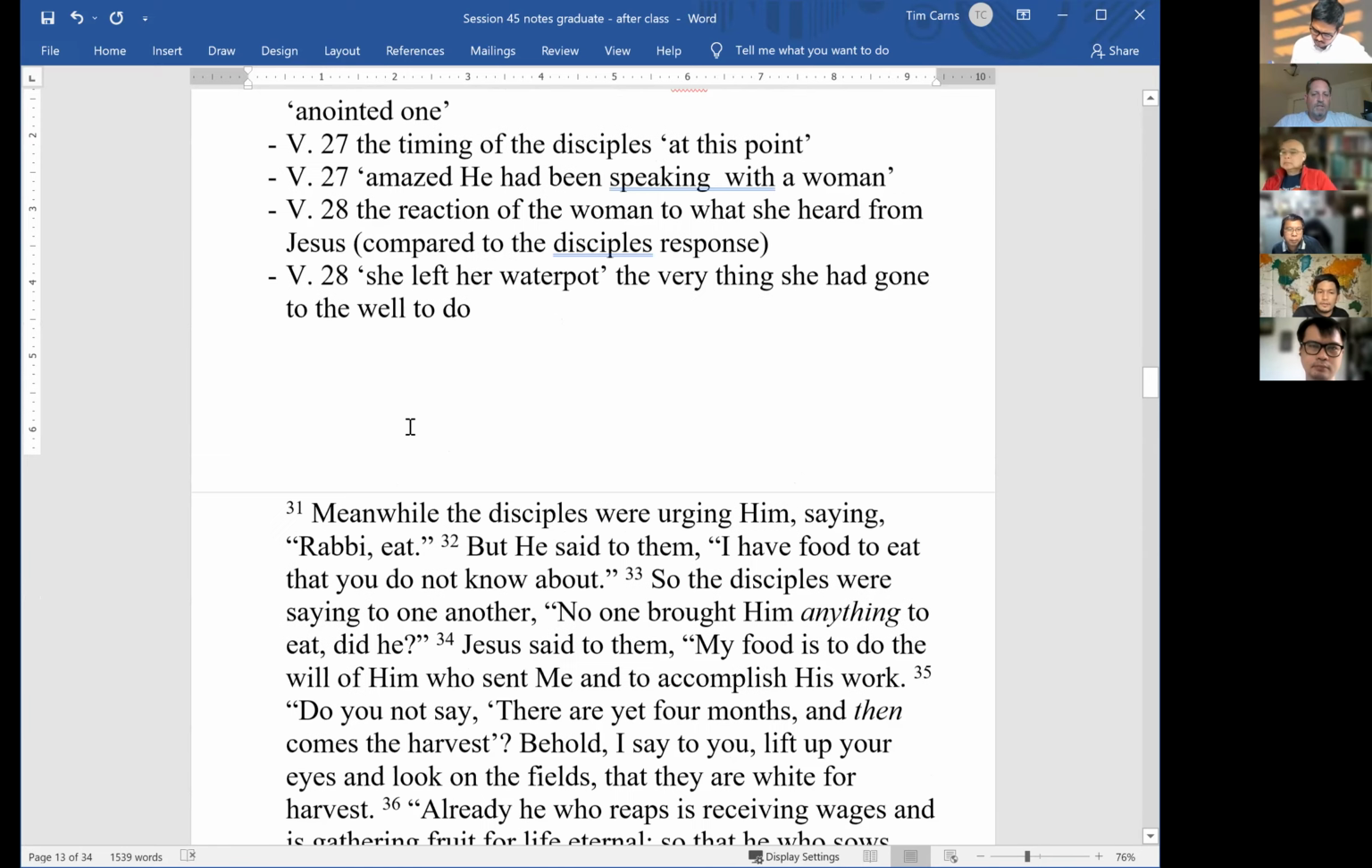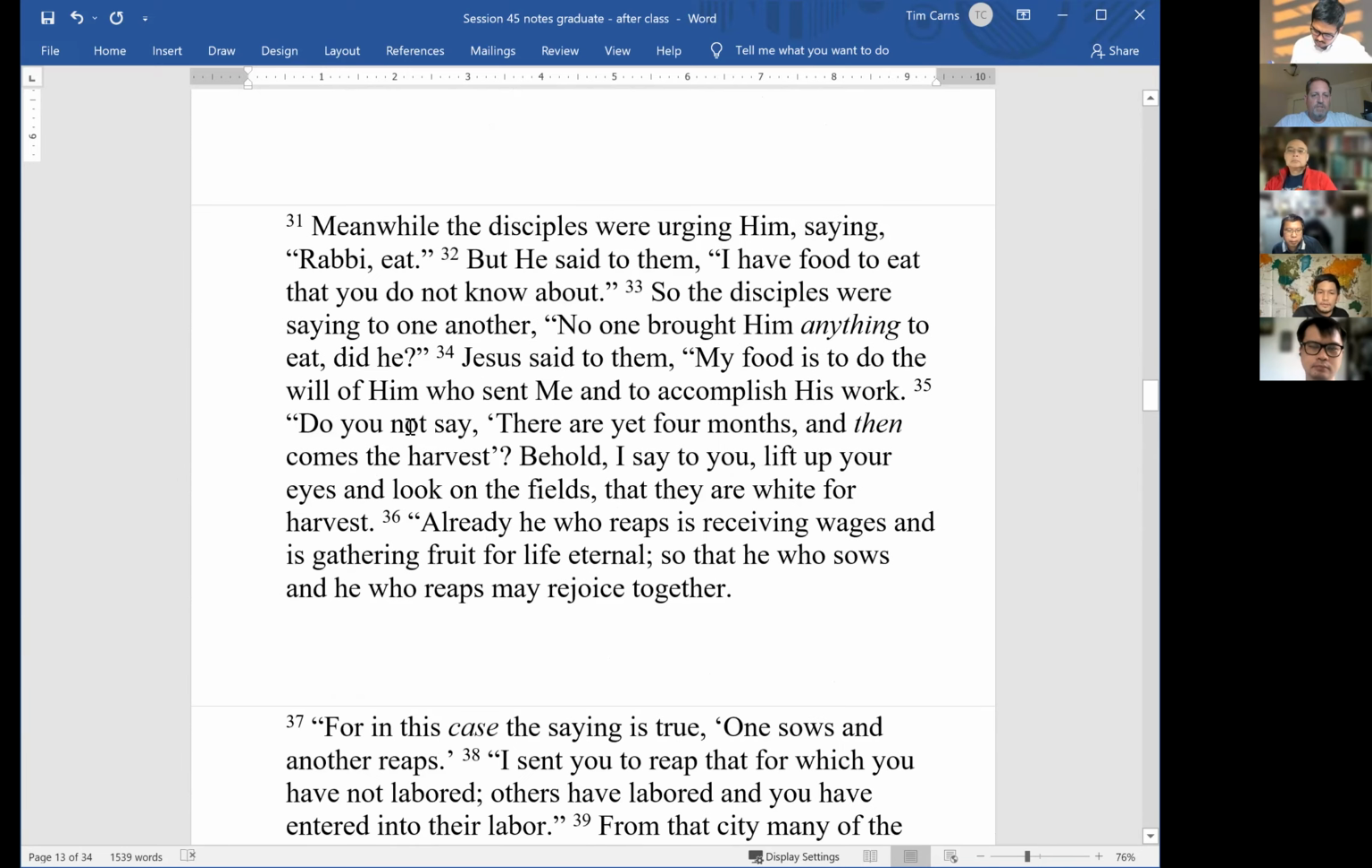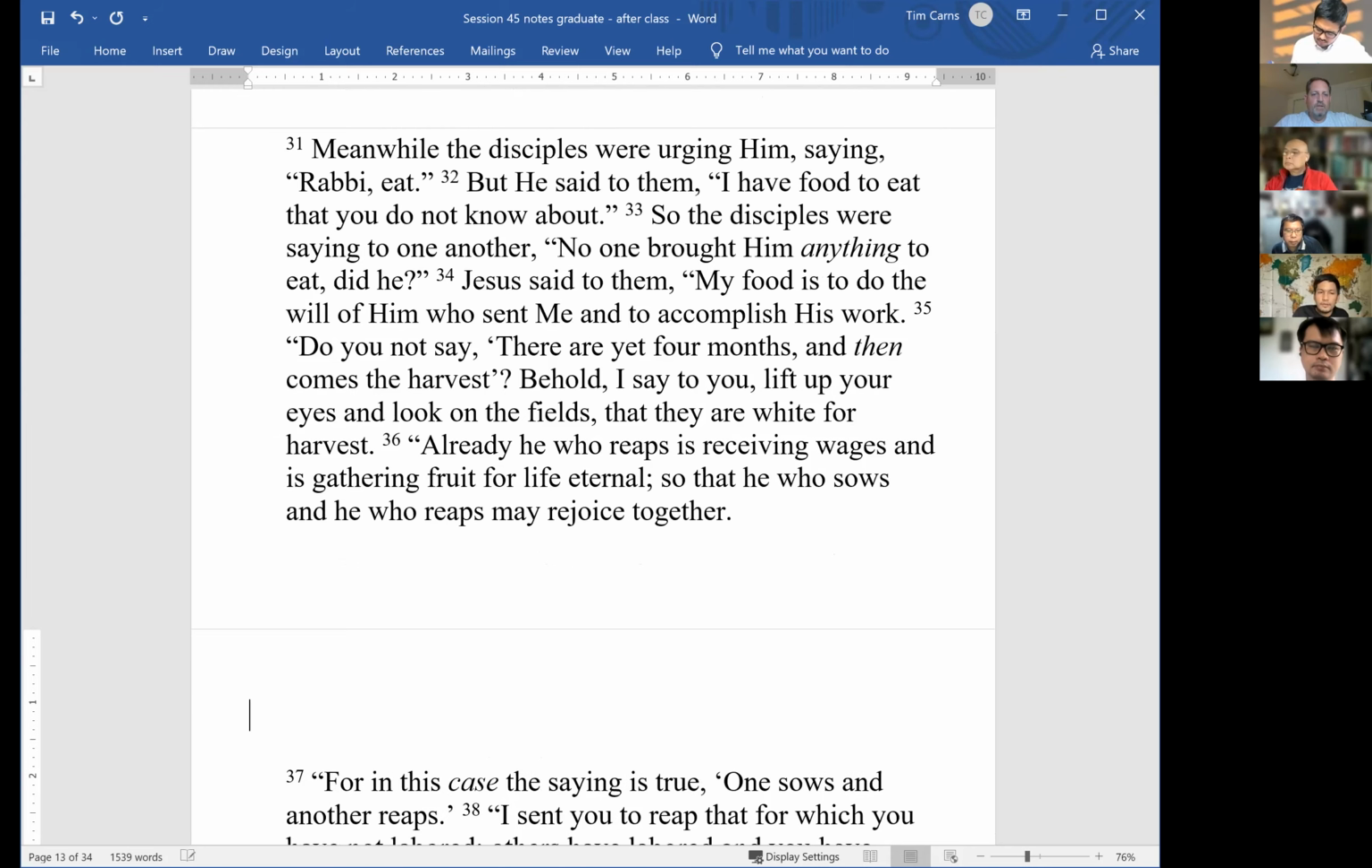Let's go to the next section that was read. Atong, did you read this one? Who read, or Harris? I forgot who read this. Yeah, I read it, Pastor Tim. Okay. There's not much, Pastor Tim, except that the narrator introduces their statements. But I think the first one where the disciples urged him.